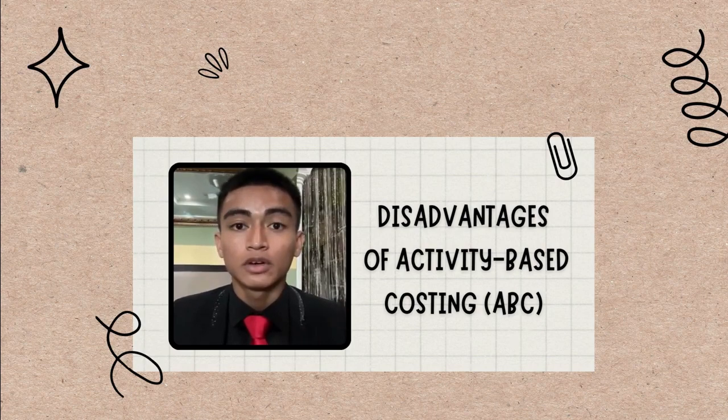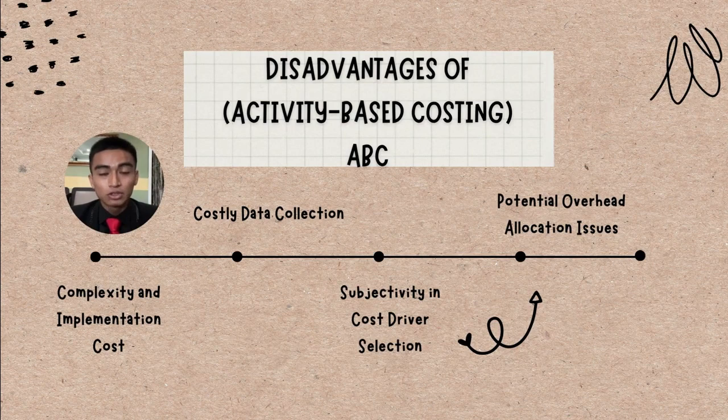Metric number 294591. I'm going to present the disadvantages of activity-based costing. Activity-based costing is a costing methodology that assigns costs to specific activities or processes based on their consumption of resources. While ABC has several advantages, it also has some disadvantages that are worth considering. Here are some of the disadvantages of activity-based costing.